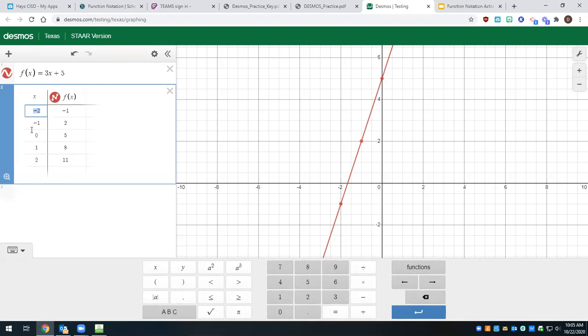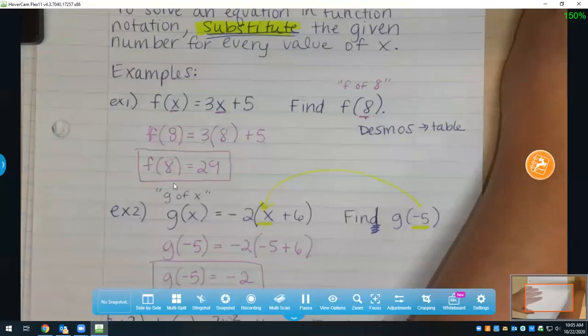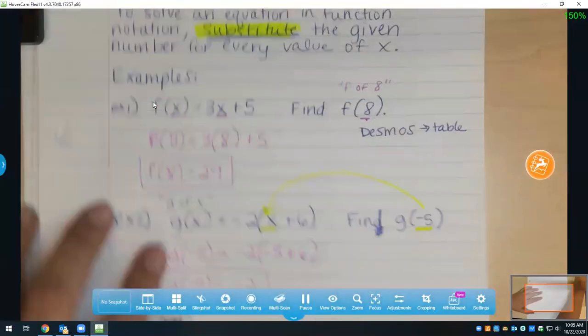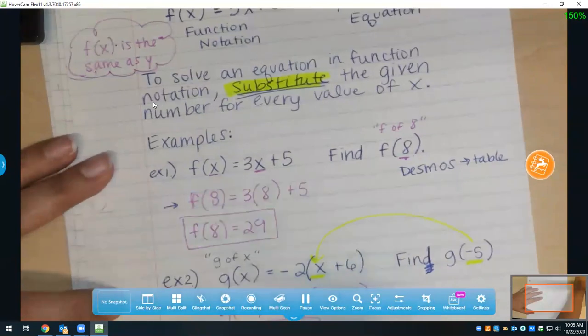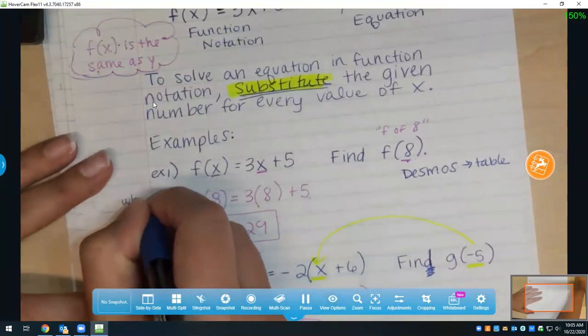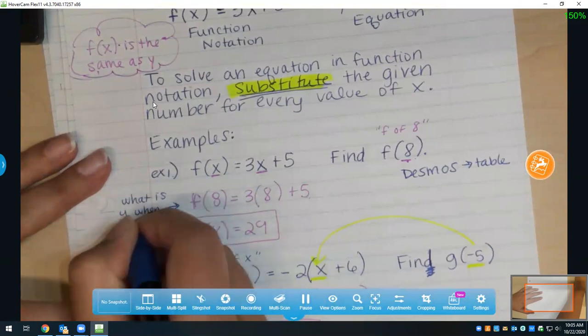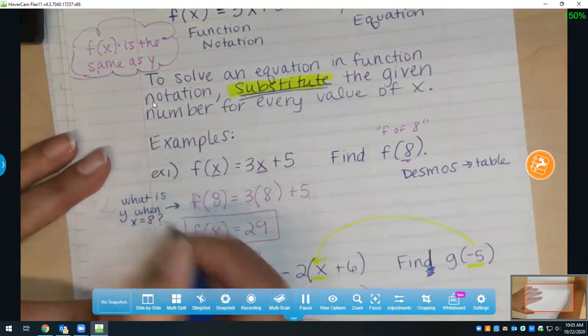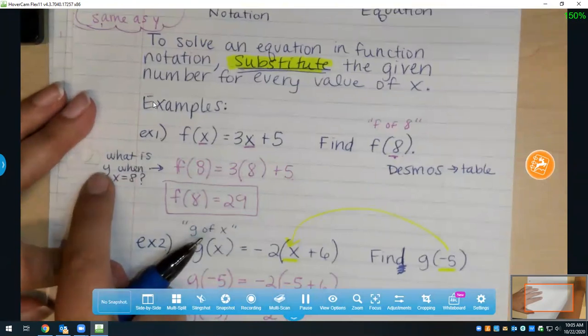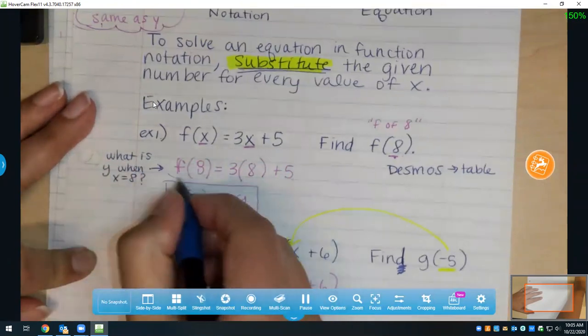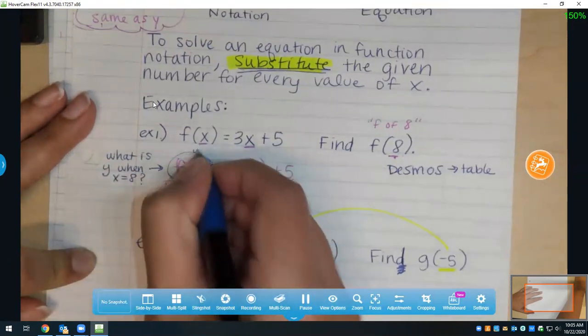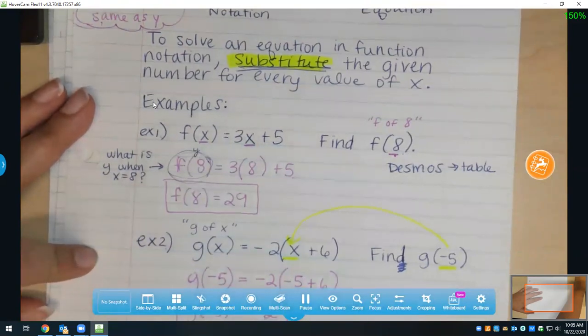So what these questions are asking you to do when you have this notation is another way of asking ourselves, what is y when x is 8? Okay, what is y when x is 8? Because this whole notation means y. It's another way of writing y.